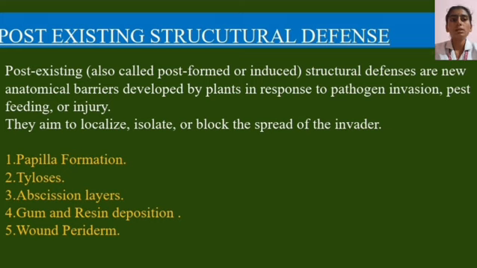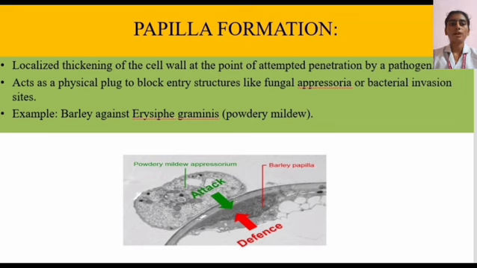For example, post-infectional defense mechanisms include papilla formation, formation of tyloses, abscission layer formation, gum and resin deposition, and wound periderm. Papilla formation. When a fungus or any other pathogen tries to enter a plant cell, it usually pushes through the cell wall using a structure called appressorium, like a thief trying to drill a hole into a wall. But the plant is not silent.